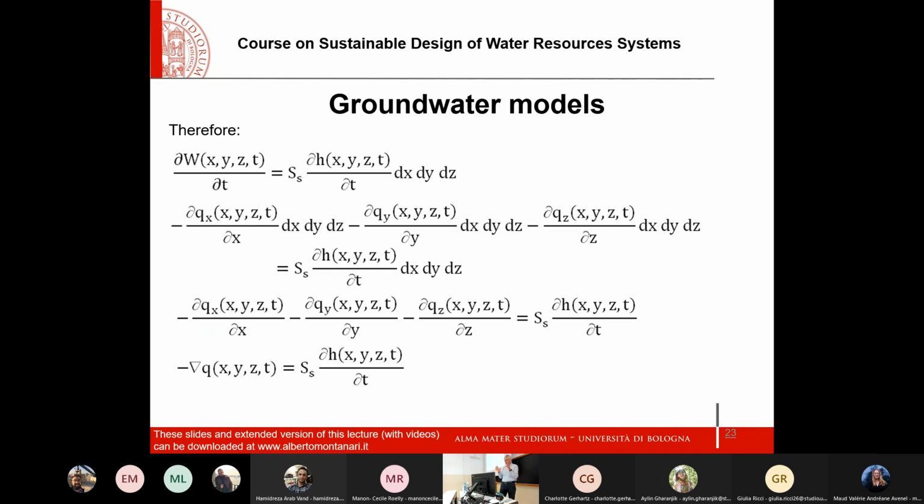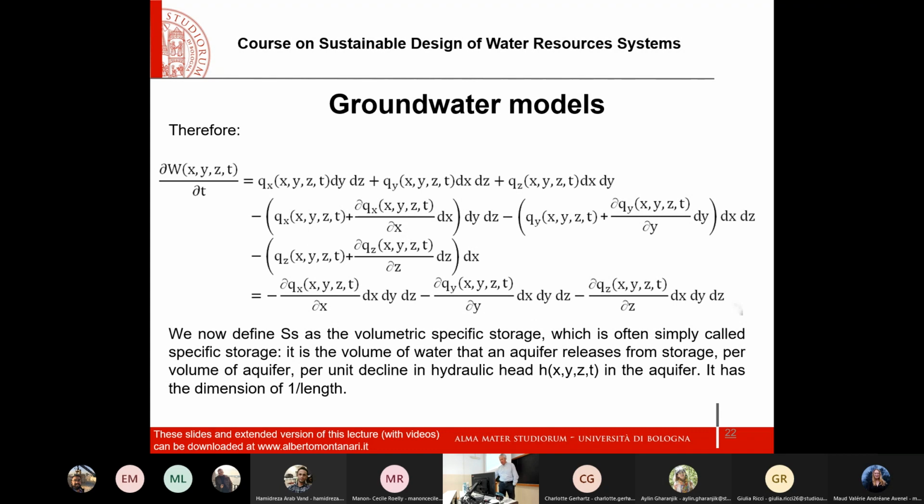If you look at the third line, let's start from the beginning. If you look at the change of storage, it is given by the volumetric specific storage that multiplies the change in hydraulic head minus the various flows. Let's take a bit of time to read this, and then I will continue to comment, okay? And let me just go back to the previous slides so you remember.